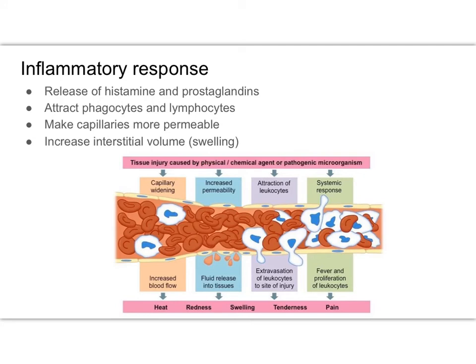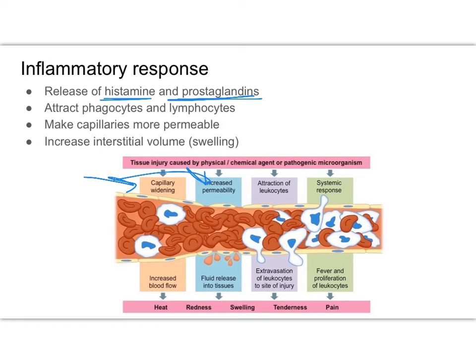So next we have our inflammatory response. Our inflammatory response is going to cause the release of histamine and prostaglandins. Histamine is basically the chemical that's going to cause most of these things. It's going to cause the increase in permeability of the capillaries. It's going to cause the capillaries to expand a little bit. The prostaglandins are going to help manage kind of the local response. Okay, the histamine is a little bit more systemic, so throughout the entire body.